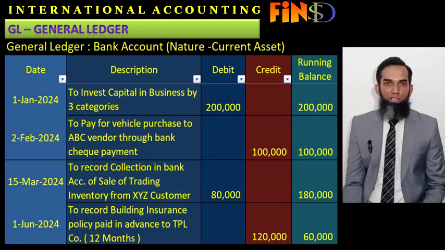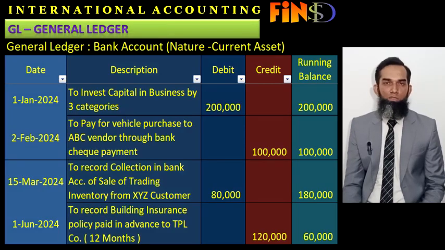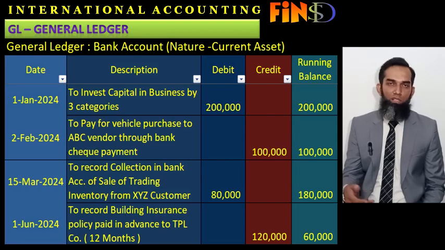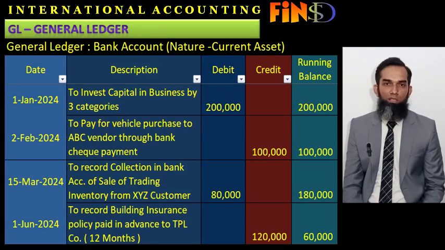So on 1st January, it was initially capital invested by the businessman, that is 200,000. After that it is reduced by 100,000 rupees paid to ABC vendor. So that 200,000 reduced by 100,000, and the remaining 100,000 was available in the bank account of the company. And after that, 80,000 was received in the bank account as customer collection. And then after paying 120,000 to the insurance company, the running balance has been reduced consequently.